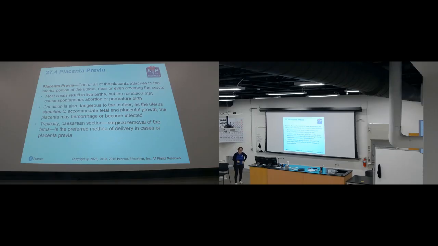Most of the cases are not fatal, but that can lead to a spontaneous abortion or premature birth. But most cases end up with live births. And something that happens is that the uterus has to stretch more to accommodate the fetal and the placental growth, and the placenta may lead to hemorrhage or become infected. Placenta previa, if it's detected earlier, will be monitored and typically end up in C-section.